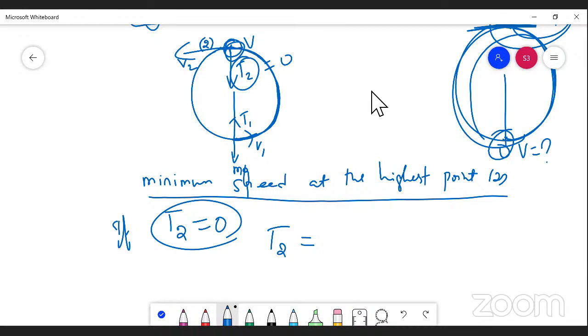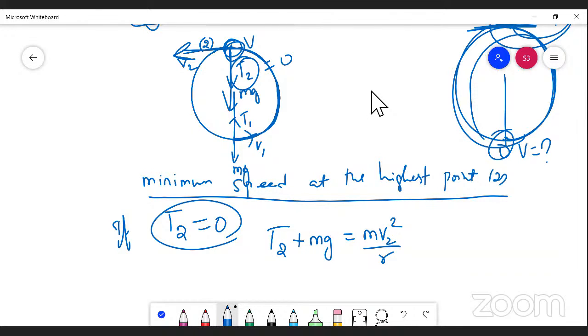T2 acts in this direction, and mg is also along the direction of T2. The velocity of the particle is V2. So T2 plus mg is equal to m V2 squared divided by R. Am I right?